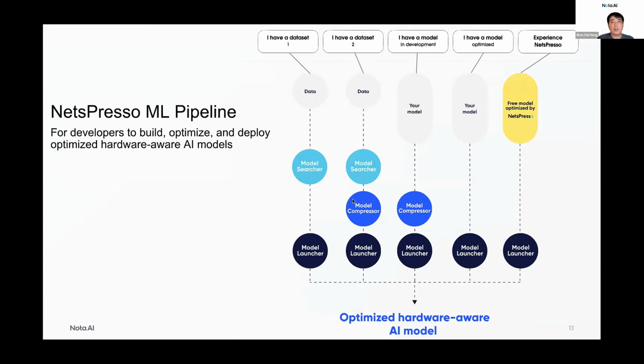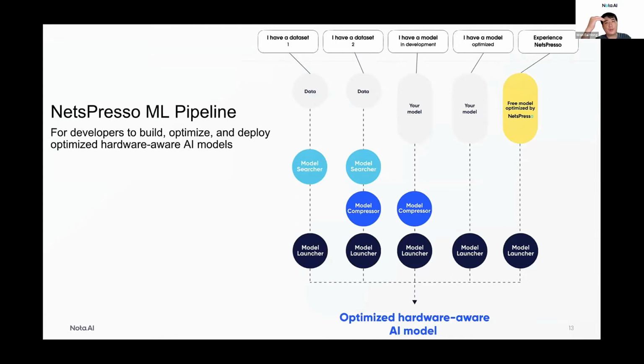Actually, model searcher and model compressor aim at the same objective. We both want the same thing: a small AI model for small devices, but the approach is opposite. Model compressor is a top-down approach and model searcher is a bottom-up approach. So what does top-down approach mean?